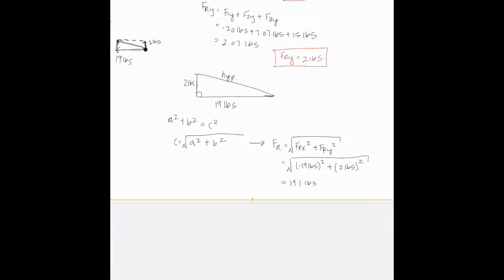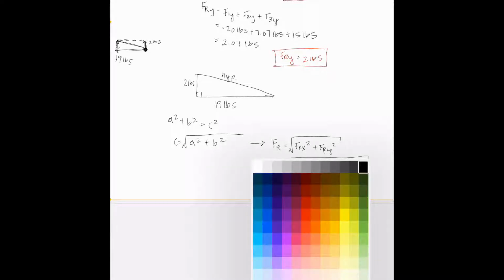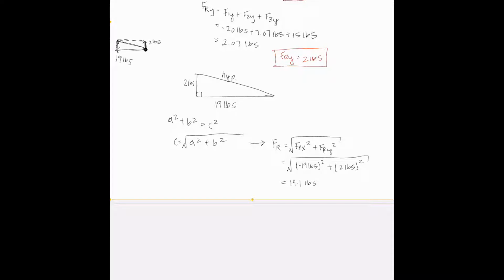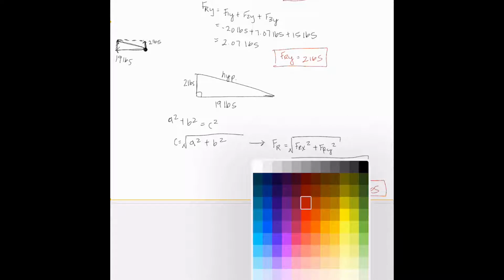All right, so again, I'm just going to round my final answer off, and I'm going to say FR equals 19 pounds. And that's your resultant force. It's as simple as that. Really not a big deal.